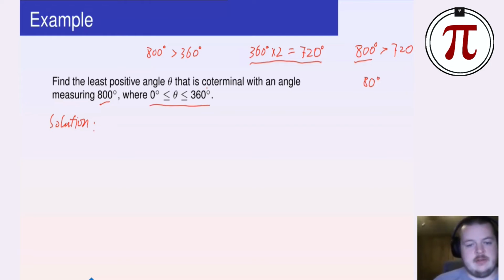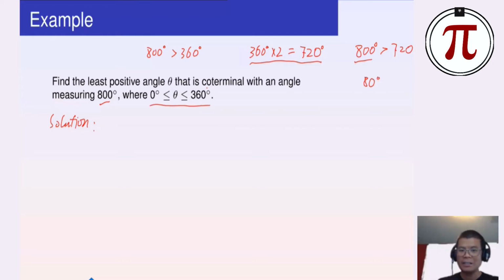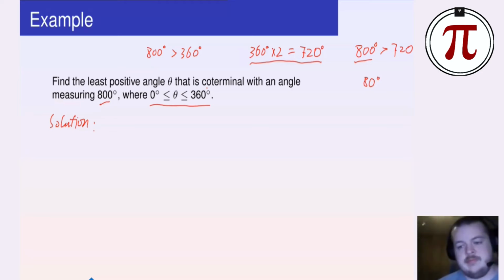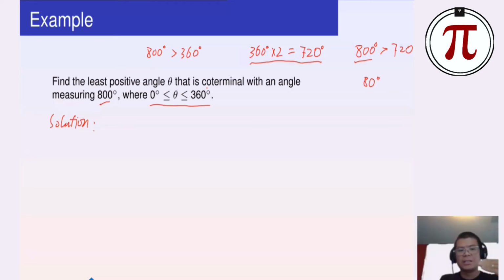Yes, right? That's the least positive one, because it must be coterminal with 800, and you need to do 2 full rotations. You come back to the same place, and then you need another 80 degrees. So for this type of question, what shall we do? Okay, so now here is what we do.